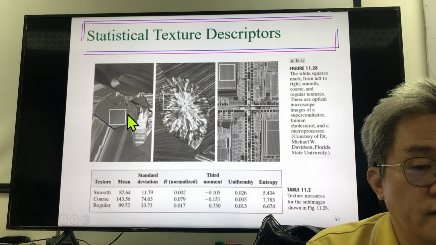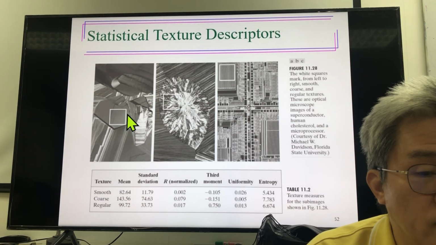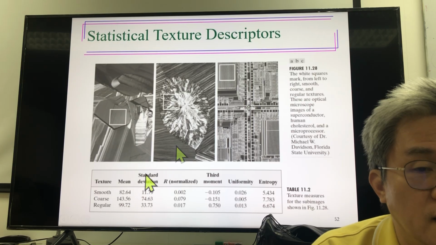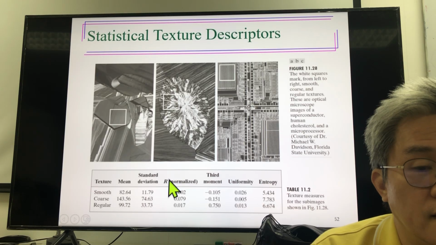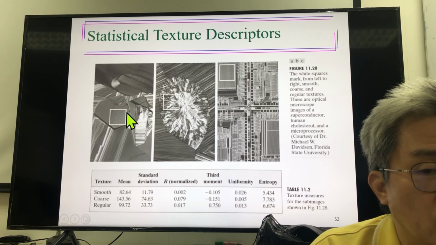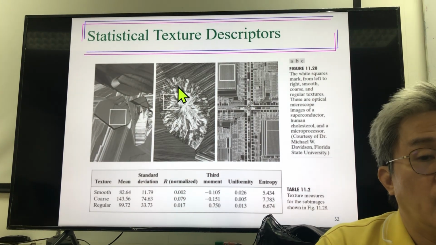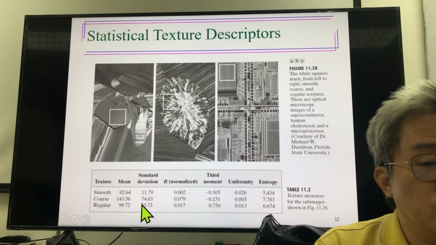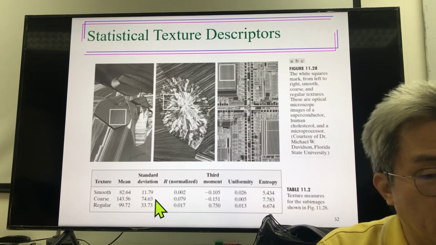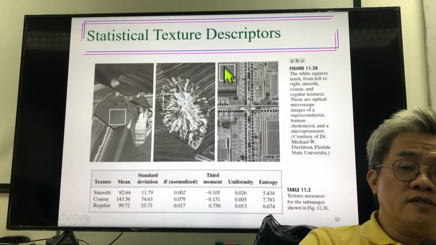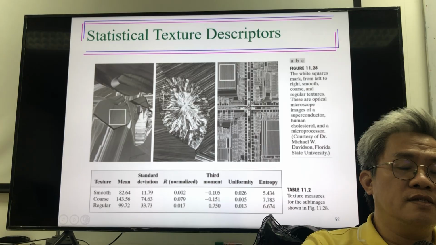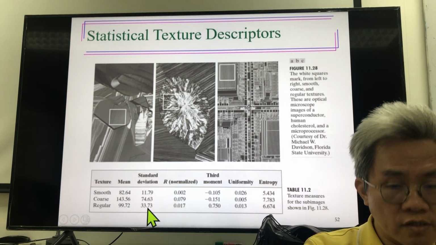Note here that the first surface is smooth. When it's smooth, the mean will tell us how dark it is or how bright it is, and the standard deviation would be small compared to the middle. The middle here is curves, it's not smooth. The variance you can see is very high. And the last one is the circuit board pattern. It has a certain pattern, so the variance is not so much.